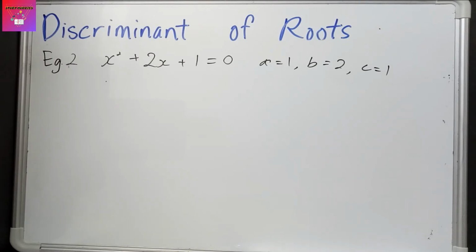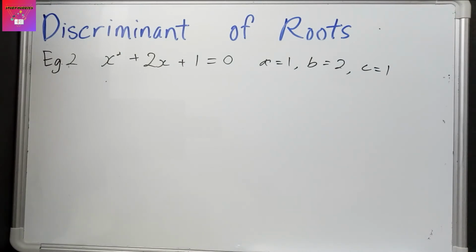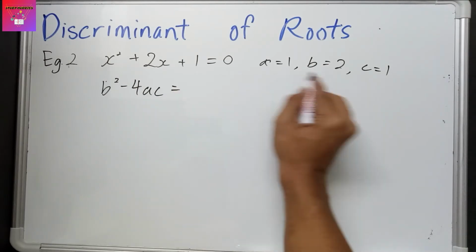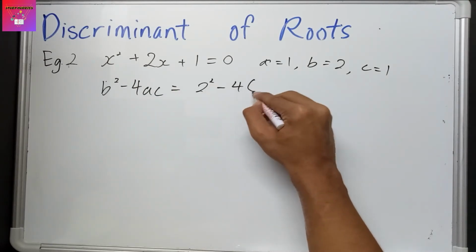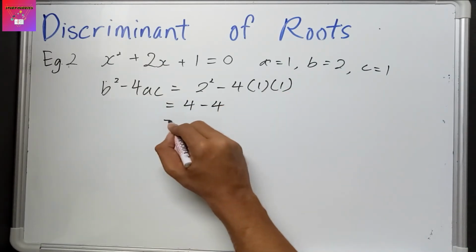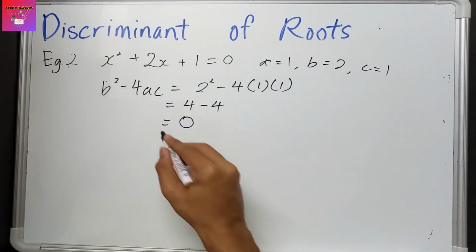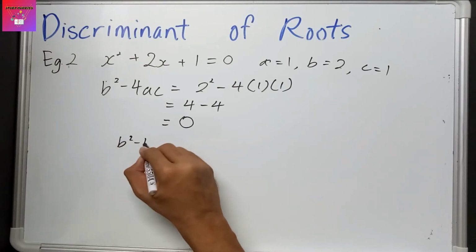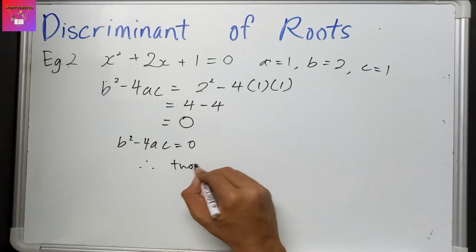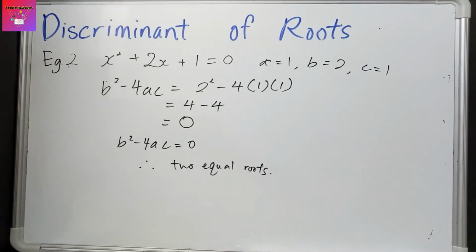Now let's take a look at our second example, x squared plus 2x plus 1. I took the values of a, b and c already. So let's begin. b squared minus 4ac is equal to 2 squared minus 4 times 1 times 1. So 2 squared is 4, minus 4, which equals 0. As I mentioned just now, if b squared minus 4ac equals 0, this means that you're going to get two equal roots. Let me prove this to you.